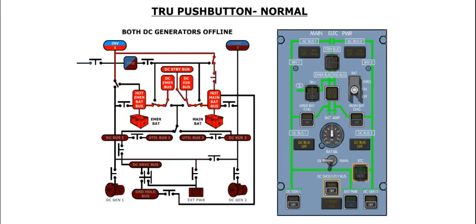If the TRU push button is in the normal position and both engine-driven generators are not operating, the DC emergency bus is powered by the hot emergency battery bus. Inverter 1, the DC standby bus and the DC essential bus are powered by the hot main battery bus.